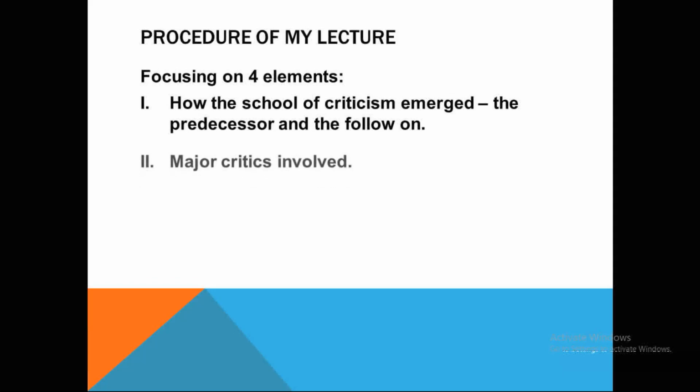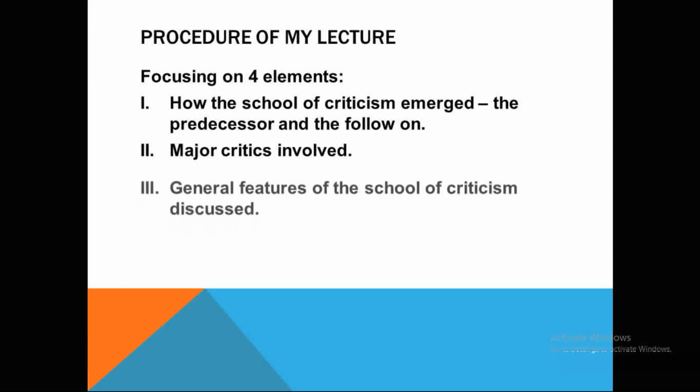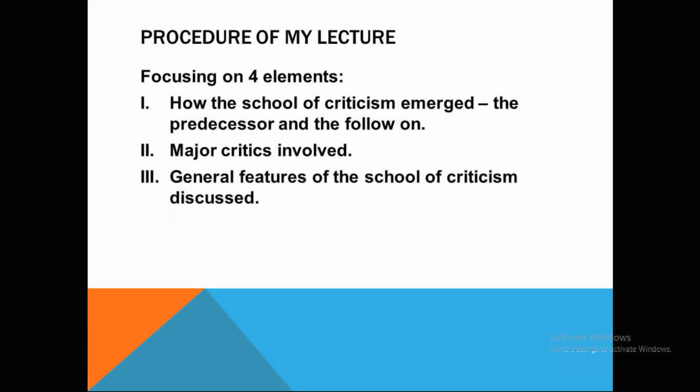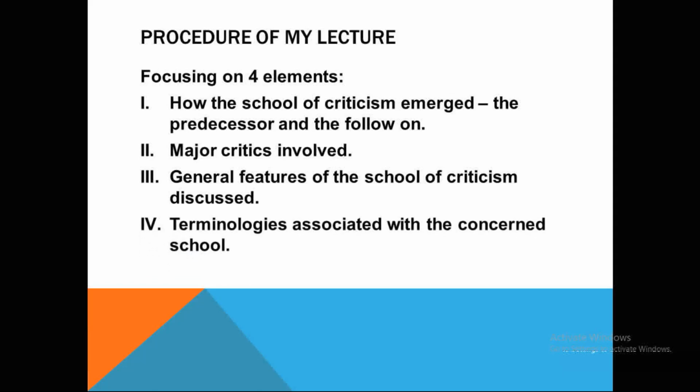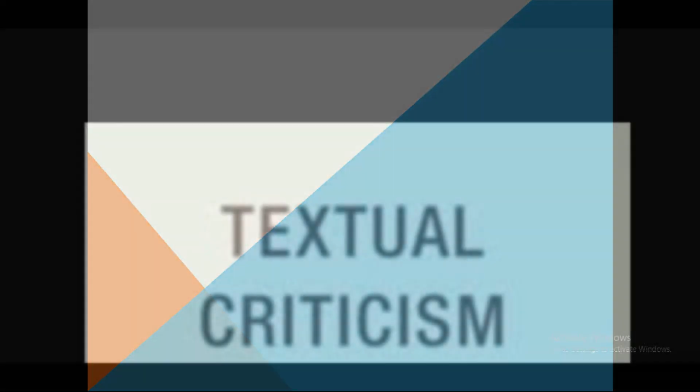The second element would be mentioning certain major critics associated with that particular school of criticism. The third element would be giving you a basic general feature of that particular school of criticism. And the fourth would deal with the different terminologies that each analytical school takes up in their own perspective. We have different terminologies for different schools of criticism. Maybe these terminologies would differ in a very slight manner. So now let's start off with the textual approach.